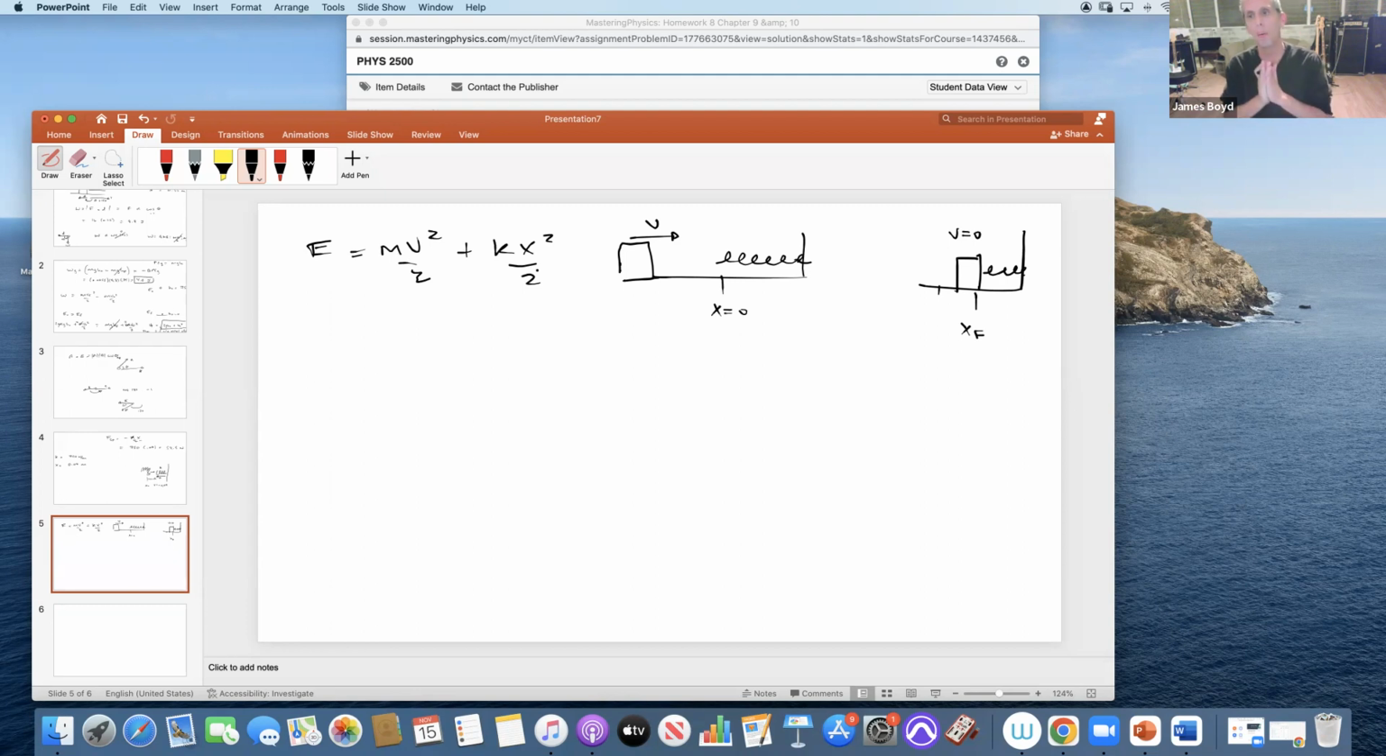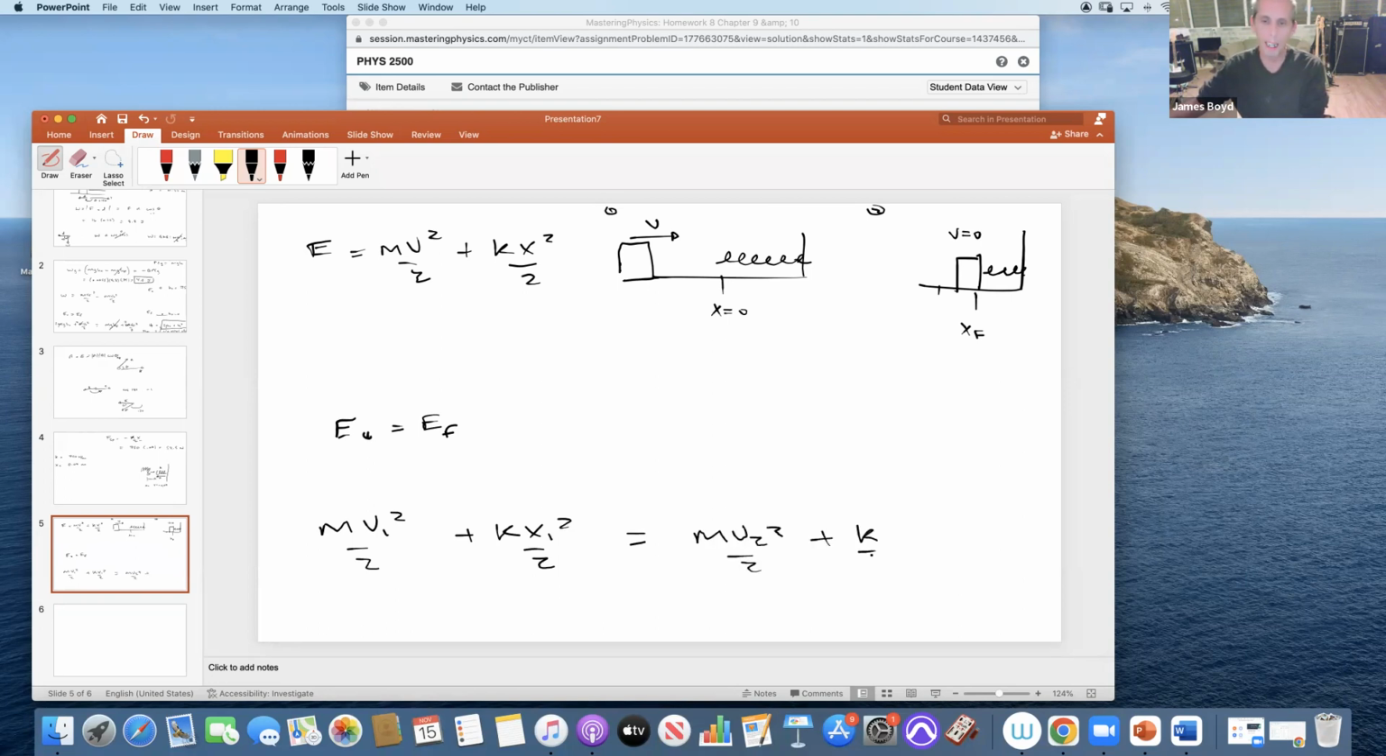We always have to choose a 0 point for our spring. But if we set this as 1 and this as 2, or initial and final, the energy initial 1 is equal to the energy final. So I have mv1 squared over 2 plus kx1 squared over 2 is equal to mv2 squared over 2 plus k over 2 x2 squared. Initially, the spring is not compressed at all, so it's 0. And when it stops, the spring is compressed. So what we have is mv1 squared over 2 and k over 2 x2 squared.